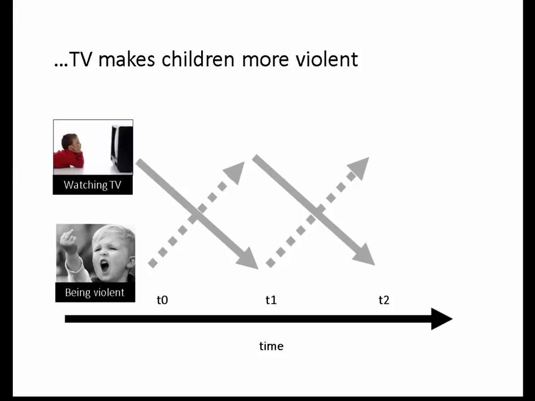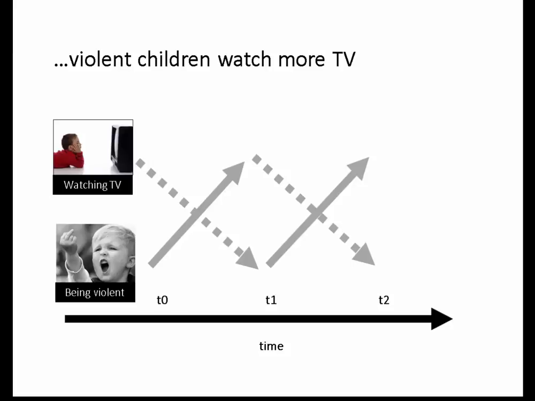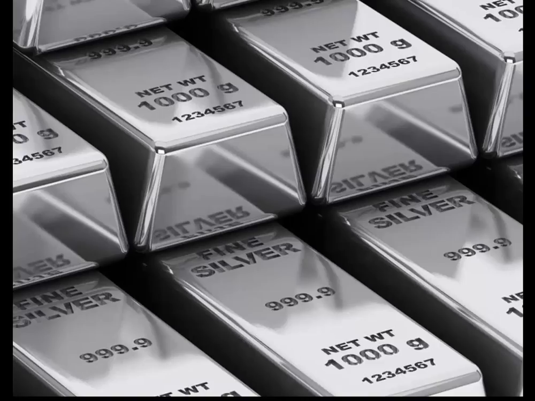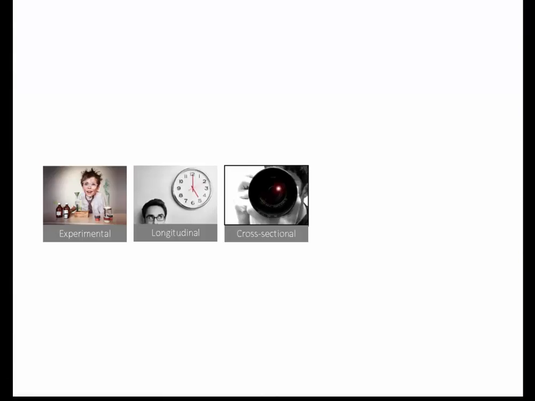Whereas we wouldn't expect higher violence in T0 leading to T1 if there's no causal relationship on watching more TV. While if it is the other way around, you would observe this relationship here, that violence comes first and then watching TV comes afterwards. So time can be very powerful, and when experiments are the gold standard, longitudinal designs are the silver standard. And now let's move on to cross-sectional designs.